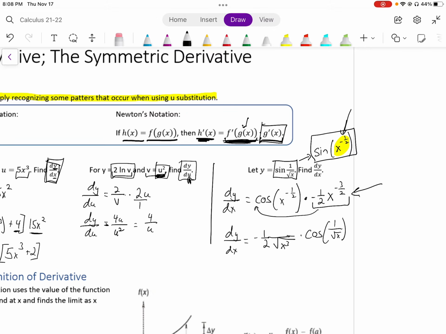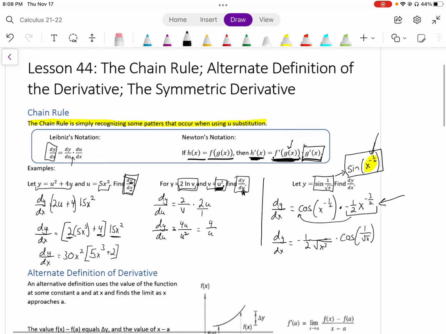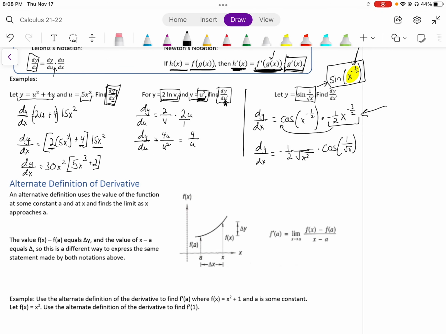So that's the first part of lesson 44. That is the chain rule. I actually want to squeeze one more in here just for practice. I'll make another video for part 2. So I'm just going to make up another example.